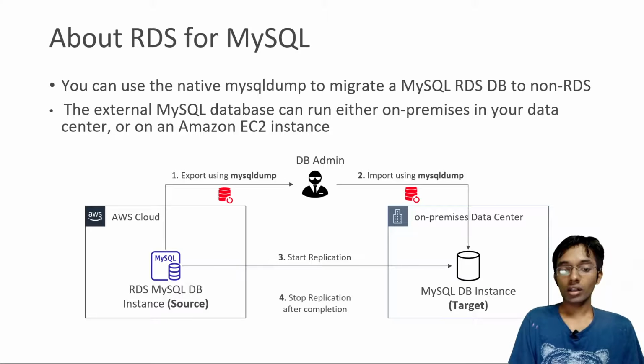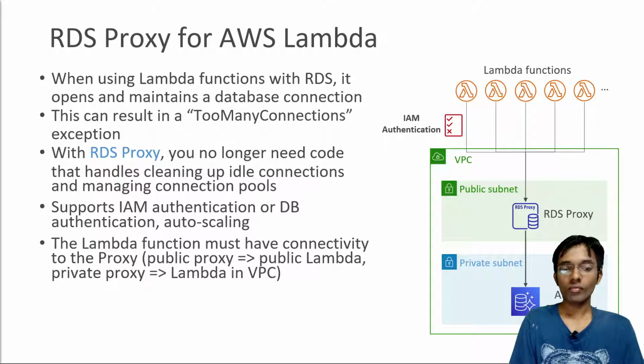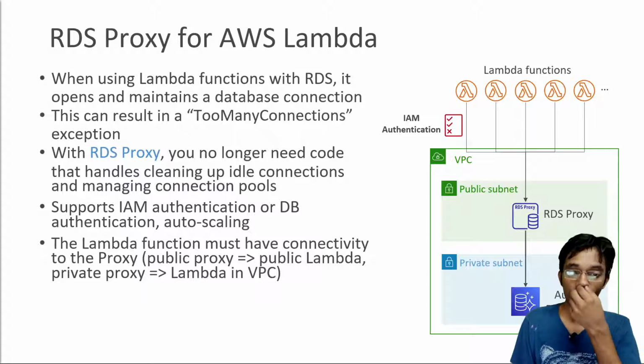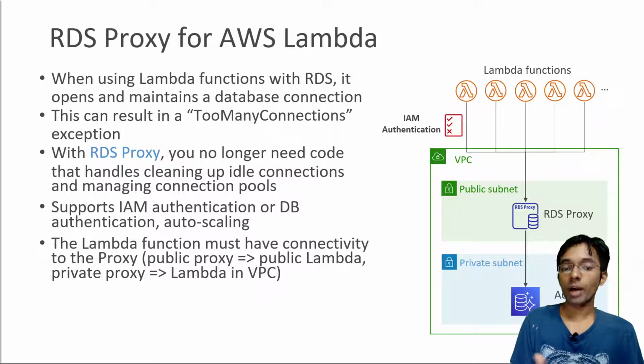So another feature for RDS is RDS Proxy for AWS Lambda. When you use Lambda functions with RDS, they open and maintain a database connection. If you have many Lambda functions executing concurrently, you may encounter too many connections exceptions. If you use RDS Proxy, you no longer need code to handle cleaning up idle connections or managing connection pools, because this is done by the proxy itself. The proxy supports IAM authentication or database authentication, and auto scales.